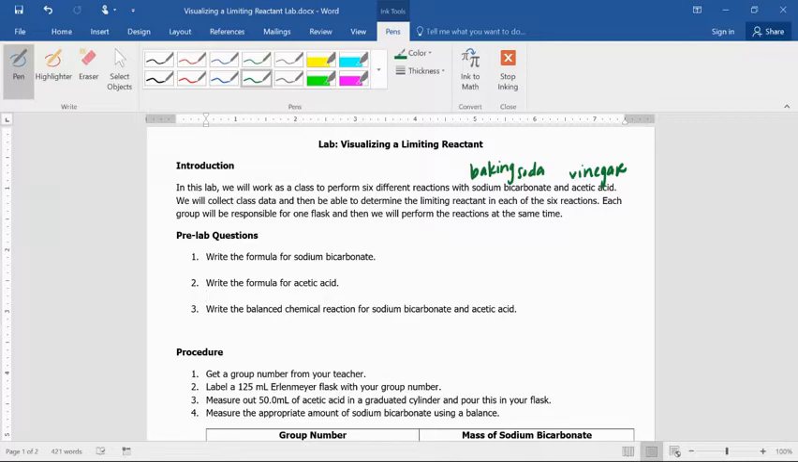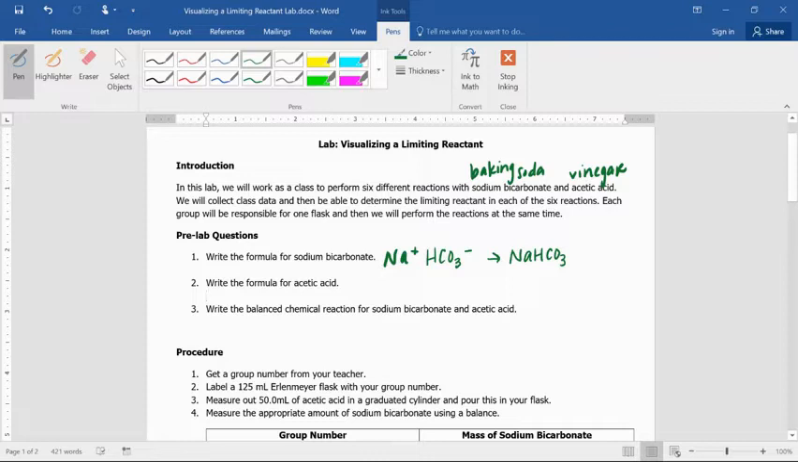So first, let's figure out what the formulas are. If we look at sodium bicarbonate, sodium has a symbol of Na and a charge of +1. Bicarbonate is a polyatomic ion that is HCO3 with a charge of -1. And because it's +1 -1, our formula is simply NaHCO3.